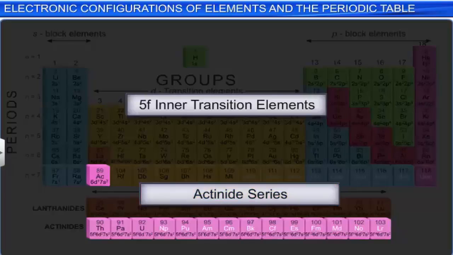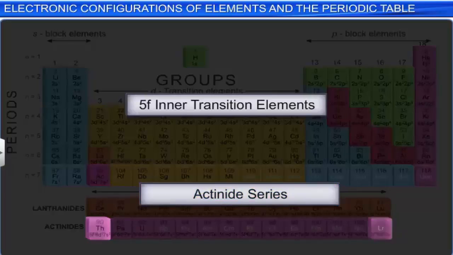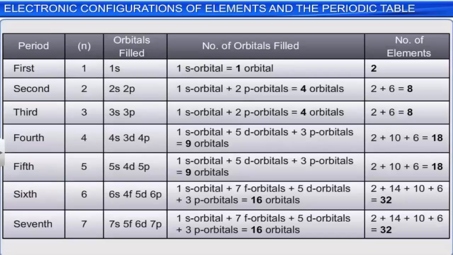It may be interesting to note that the number of elements in each period is twice the number of atomic orbitals available in the energy level that is being filled. For example, in the first period, only one atomic orbital is filled, hence the number of elements is 2.